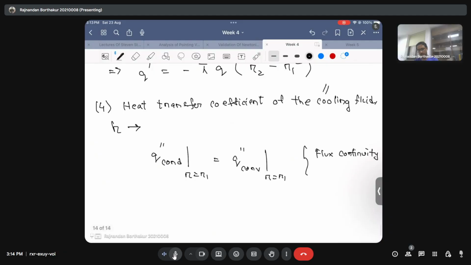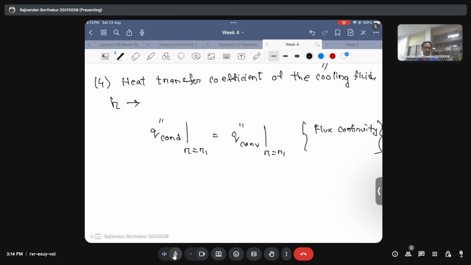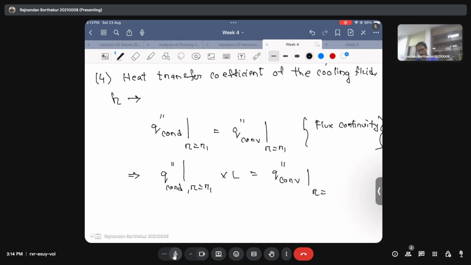Again, this is because there is no phase change taking place at R equal to R1, which is the case here. Then if I multiply the left hand side and right hand side by L, the length of the cylinder, I can say this is Q conduction evaluated at R equal to R1 times L, and this becomes Q convection at R equal to R1 times L.